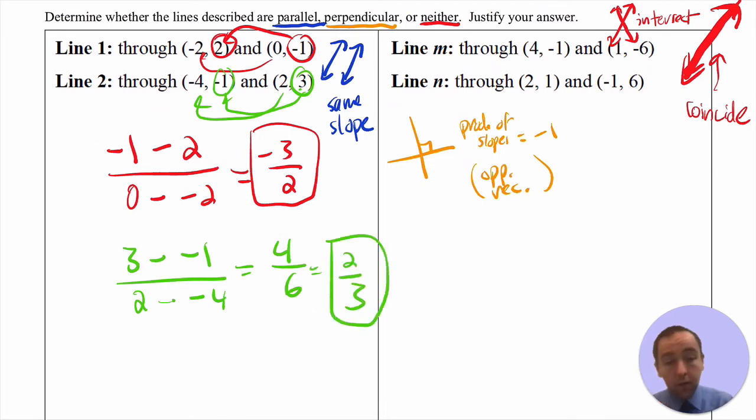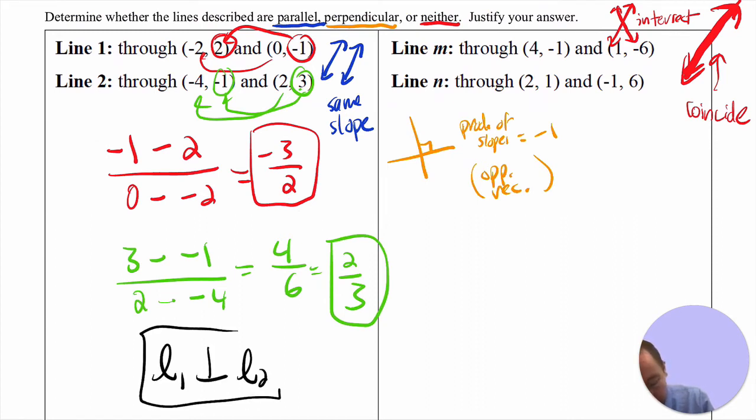And so then if you compare those two slopes, you can see they are reciprocals, and also one is negative and one is positive. So therefore, you do have opposite reciprocal slopes. So we're able to conclude then that indeed these lines are going to be perpendicular because the lines have opposite reciprocal slopes.